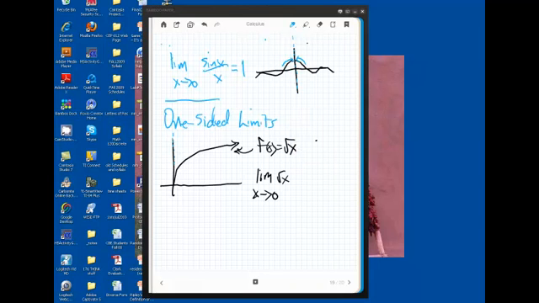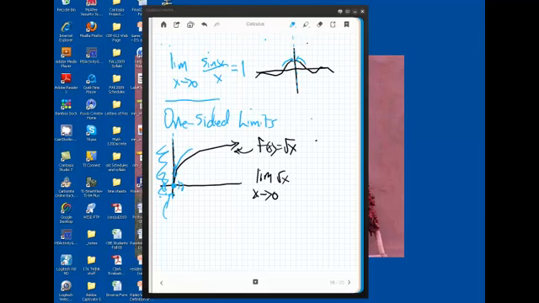If I do my dental floss technique, there's no way for me to approach it from both sides. There's no way for me to carve out open intervals around x equals 0, because the function doesn't live over here. However, it should be relatively obvious that if I can sneak up on x equals 0 from the right-hand side, I'm going to head for 0. So one-sided limits will give us that ability.